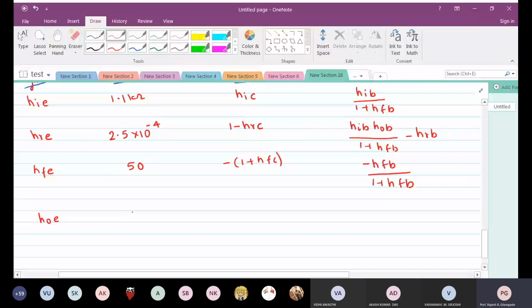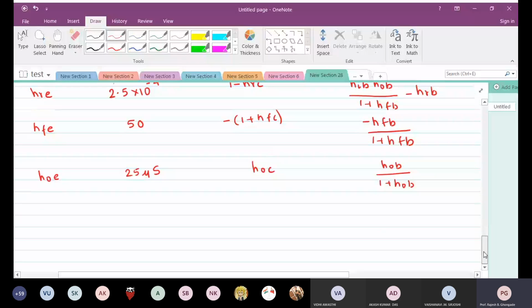So what are the units? Siemens. Yes, correct. So the typical value is 25 microsiemens. This is the same. Here it is HOB divided by 1 plus HFB. Okay, this is for common base, the first. So next is HIB.